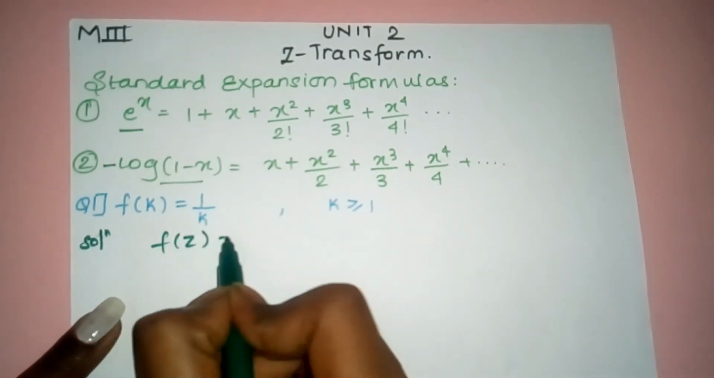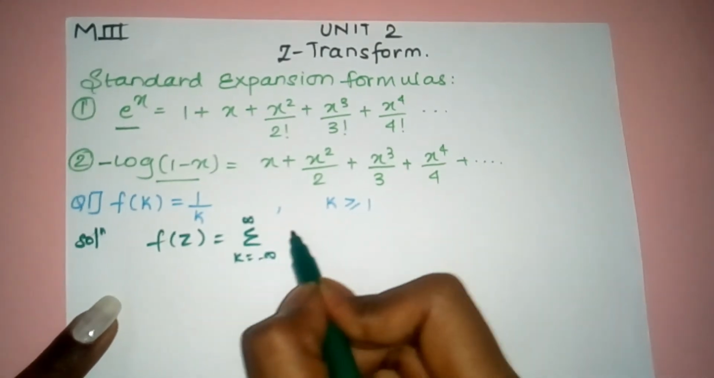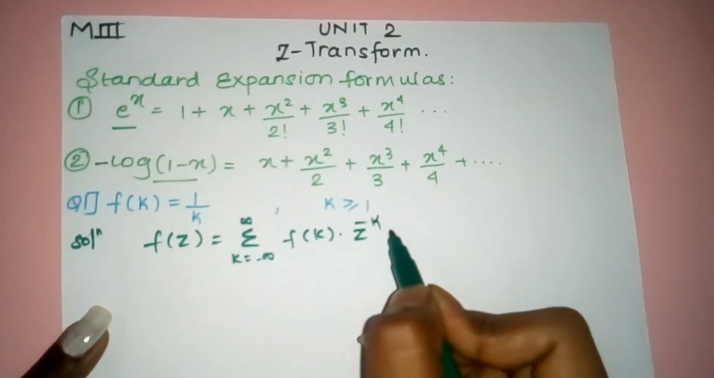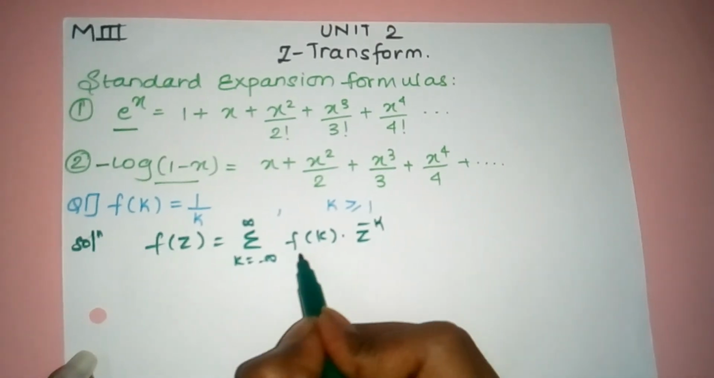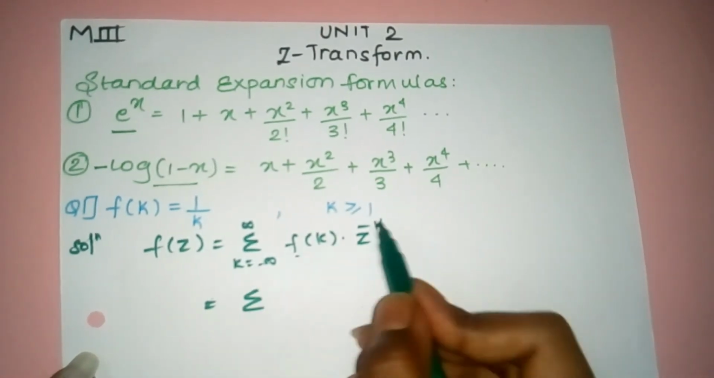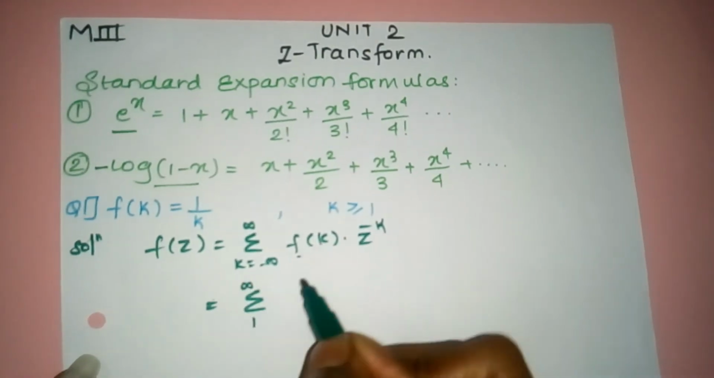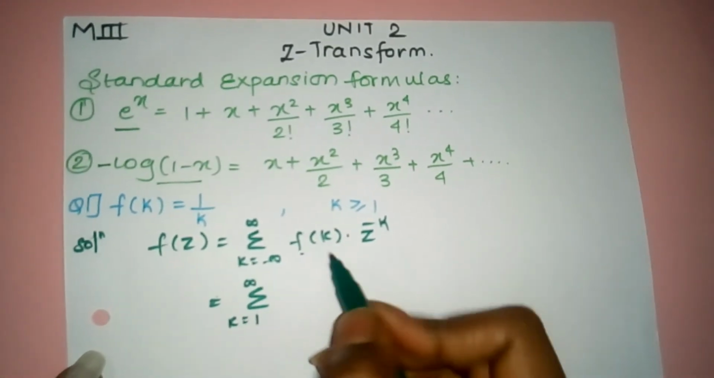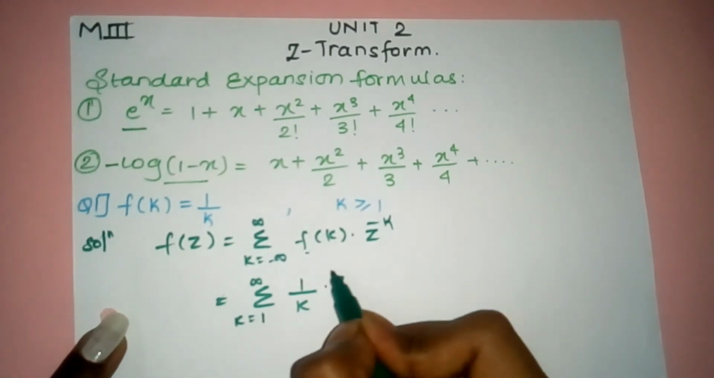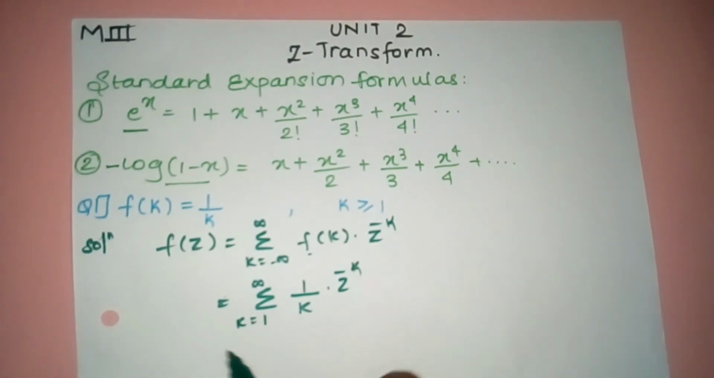So f of z is equal to the summation of k is equal to minus infinity to infinity, where we have f of k into z raised to minus k. This is the standard format. Now in place of f of k we will put this value. So the summation, over here it is k greater than or equal to 1, that is from 1 to infinity, of 1 upon k into z raised to minus k.